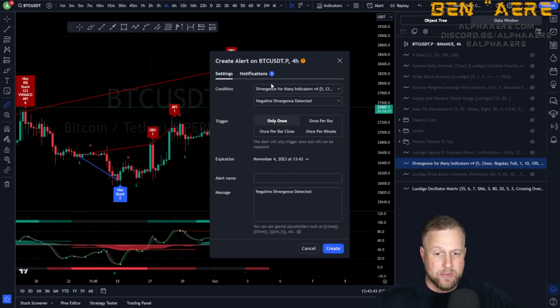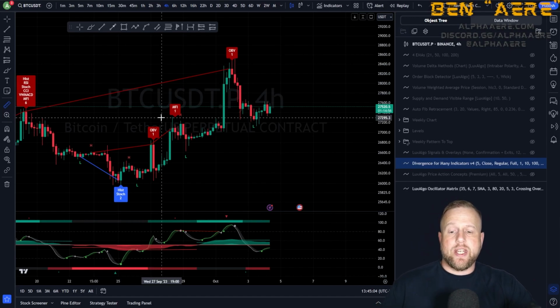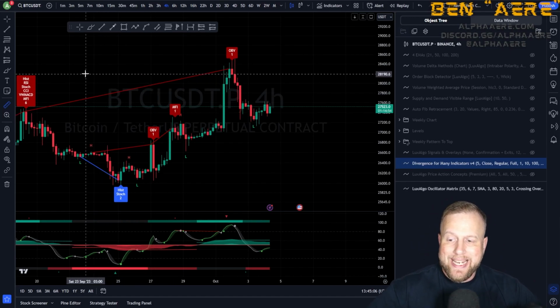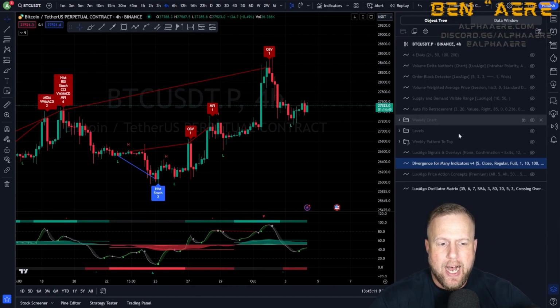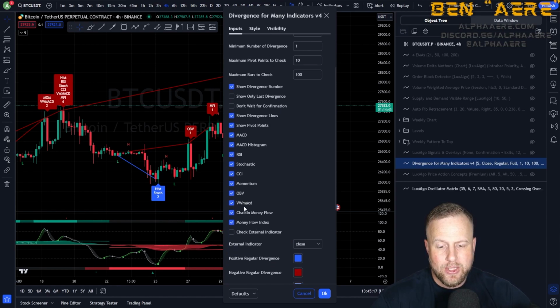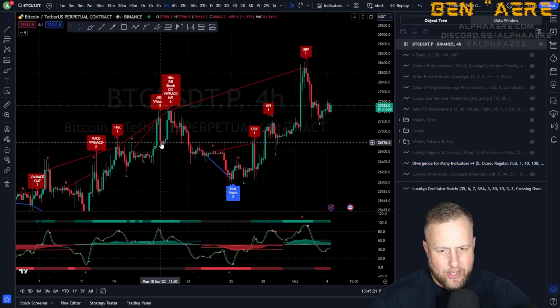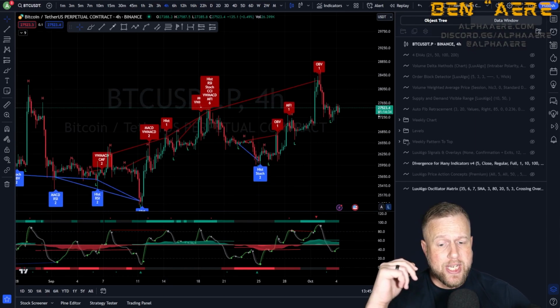Final thoughts and wrap up. No matter what time frame you're on, this indicator is amazing. It gives you the bearish, the bullish, the hidden divergences on multiple MACD histogram, RSI, stochastic, CCI, momentum, all of them, money flow, etc., etc. This is probably one of the most powerful indicators out there, and it is saving me a ton of time.